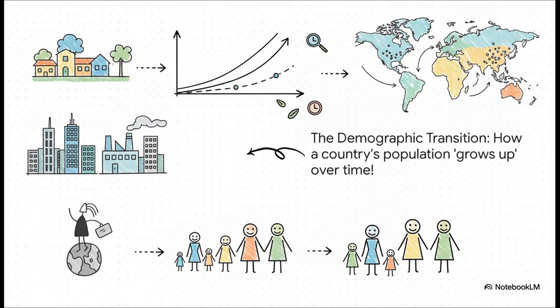Whoa, okay. I know this graph might look a little complicated, but trust me, it's not. This is what we call the demographic transition graph. All it does is show us how a country's population grows up. It tells the story of how a country goes from being mostly rural and agricultural to becoming urban and industrial, just by looking at birth rates and death rates.